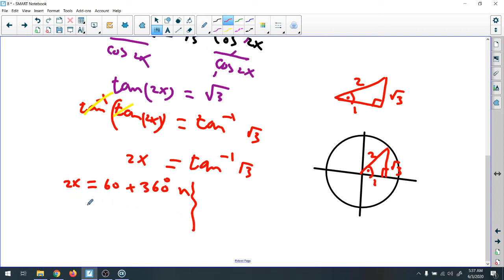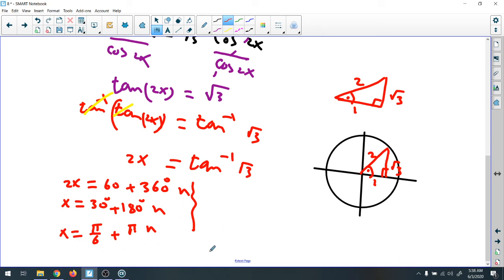You could divide all by 2, then x equals 30 plus 360 divided by 2 is 180n in degrees. And 180 is pi, so it will be pi n. And 30 is pi over 6. That's in the radian system.